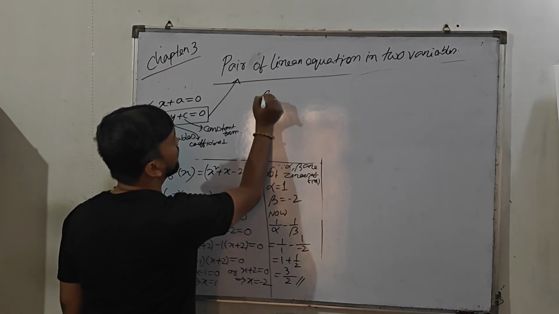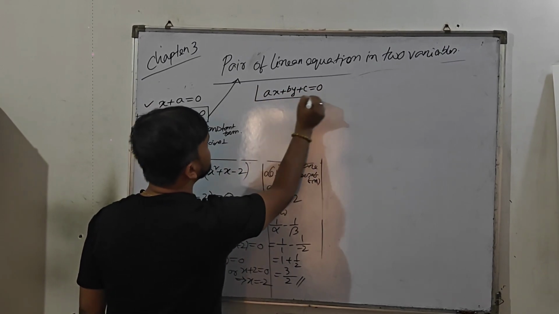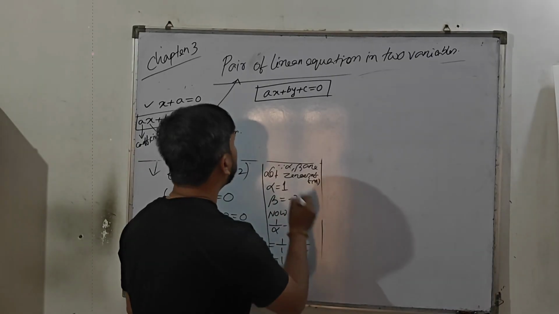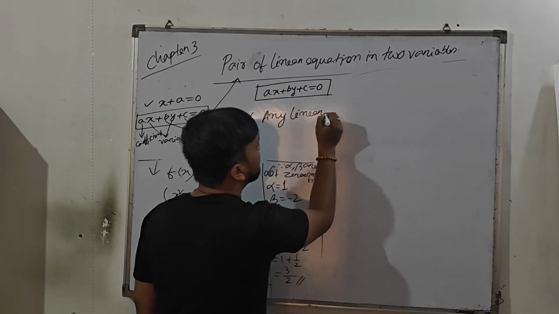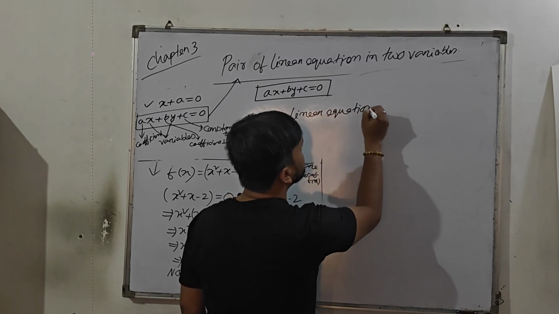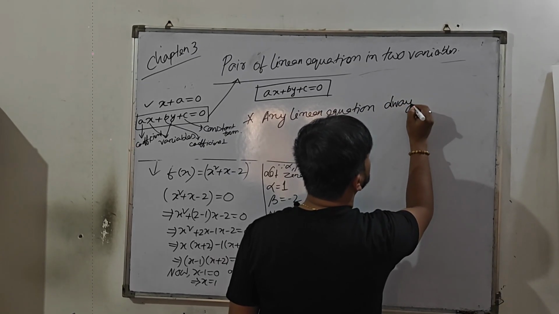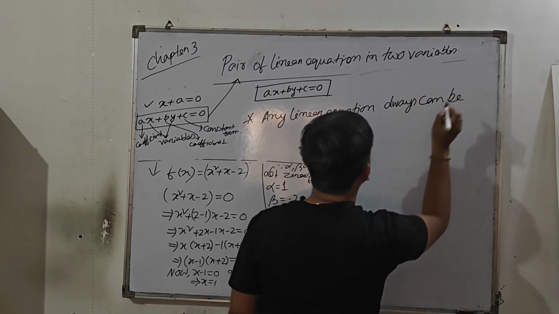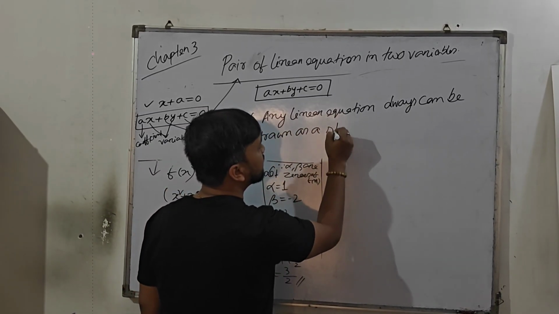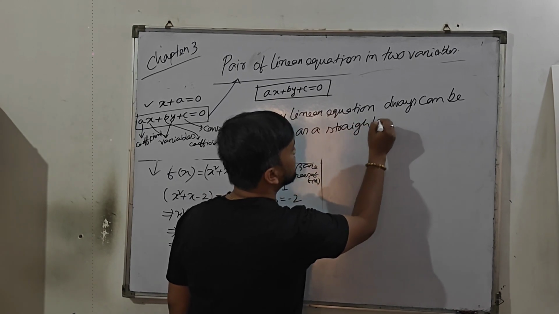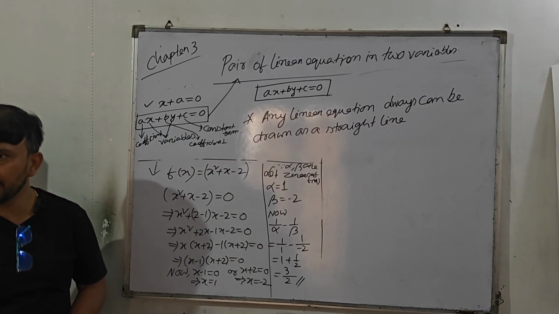So ax plus by plus c equal to 0. This is the standard form. Now, any linear equation can always be drawn as a straight line.